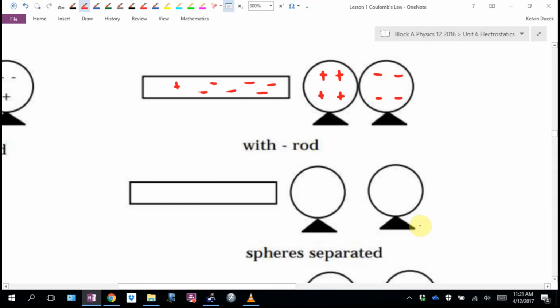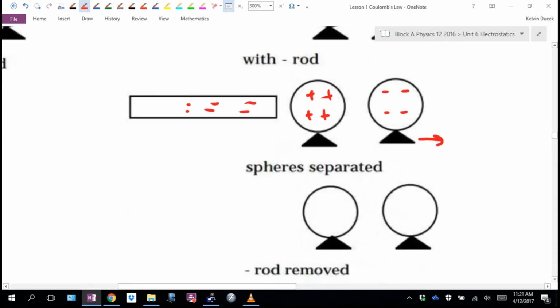Then, if we just physically pull this sphere sideways and separate them, we'll end up with that, and this is still negatively charged, as a permanent state. And if I now remove the rod, I have managed to charge both spheres without actually touching the spheres with that rod. I didn't transfer, I didn't conduct any charge, I induced a charge. I now have one sphere charged negatively and one sphere charged positively.